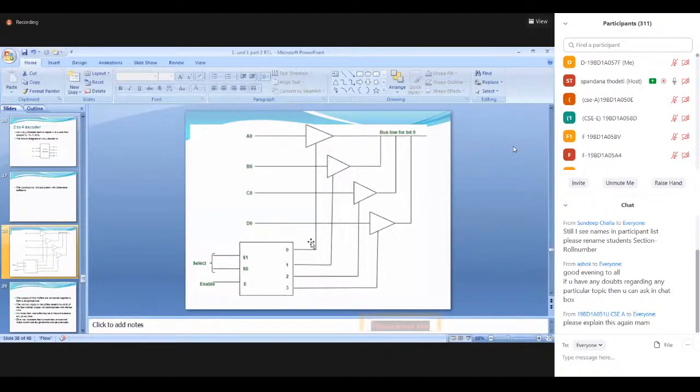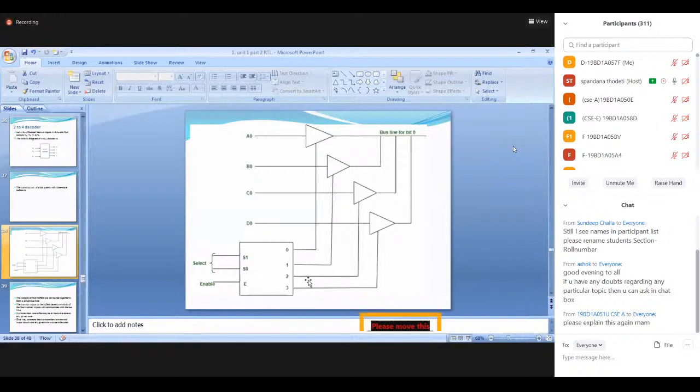Suppose one output is 1, then the remaining values should be 0. If any one value is 1, the remaining values should be 0. Now, these outputs are given as control input to the tri-state buffer. Whenever the selection line values are 0, 0, what happens? Which line will be chosen? The 0th line will be chosen. That means this is 1. If this 0th line is 1, all the remaining become 0.